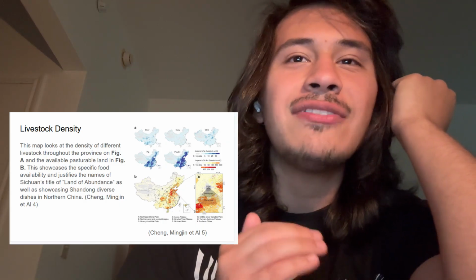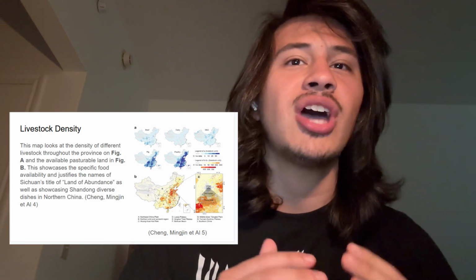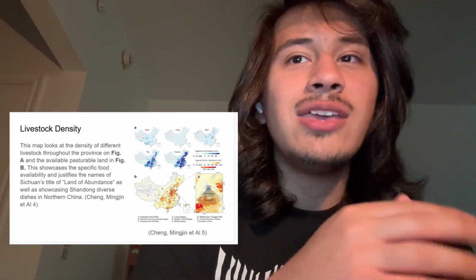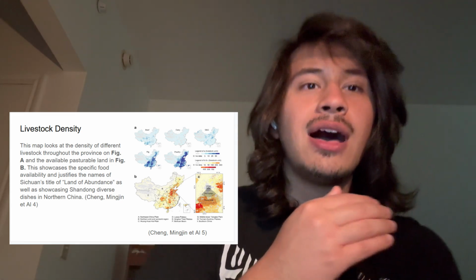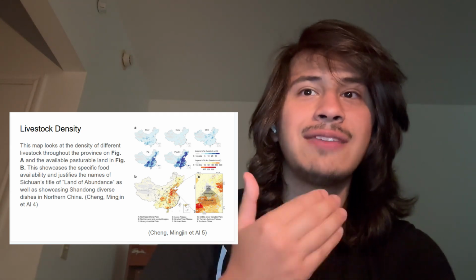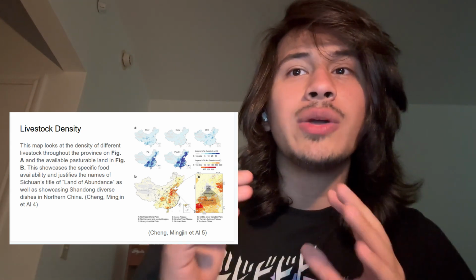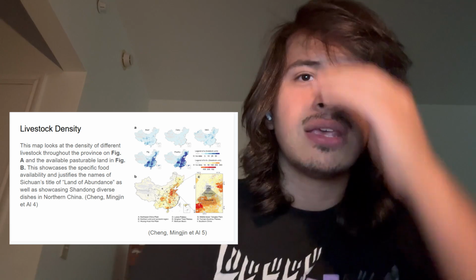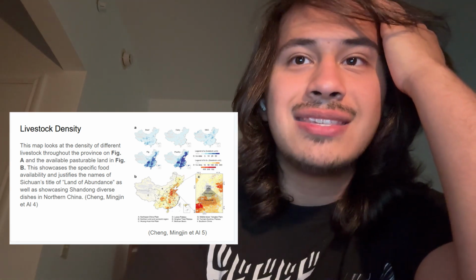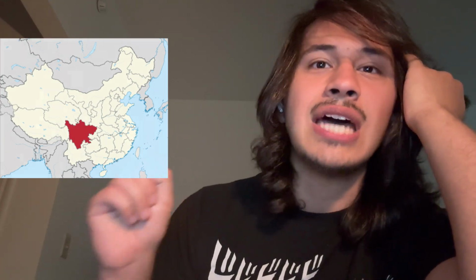Right here, it shows the livestock density of the provinces within China. On figure A, you can see the different types of cattle being produced, and figure B being the location and density of those farmlands. So this justifies the name of Sichuan, which is right here. I'm going to edit it, but essentially Sichuan has the name known as Land of Abundance.